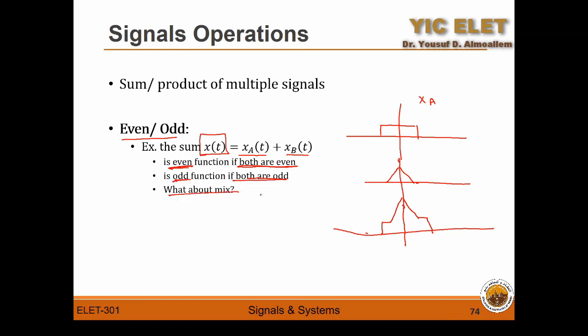So what about if it was mixed? Let's try to use this example. If we use this example, these two will add in a way which is totally different from these two. That's why adding an odd function to an even function will have different effects on both sides. So this will result in neither an even nor an odd function.